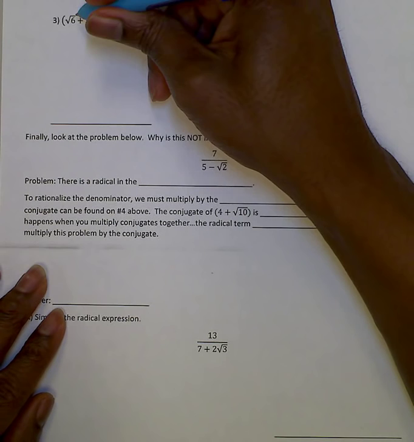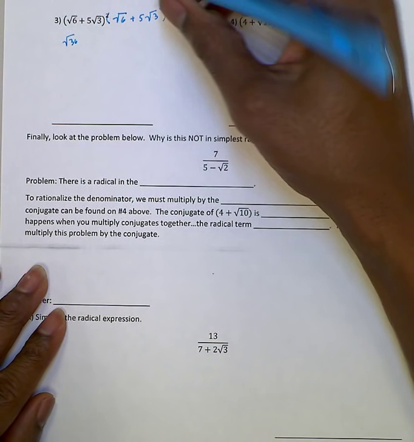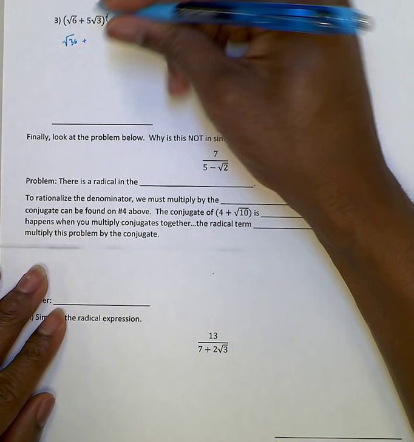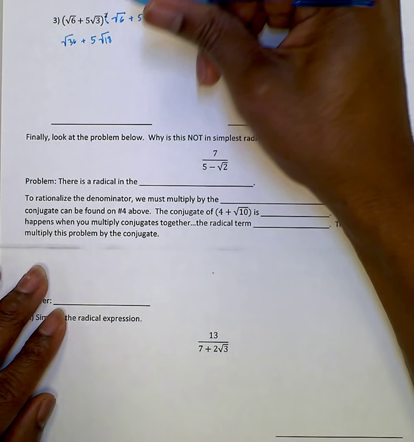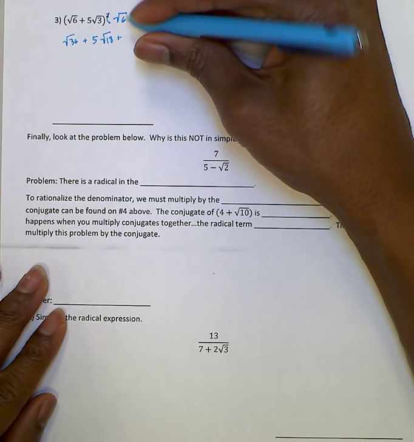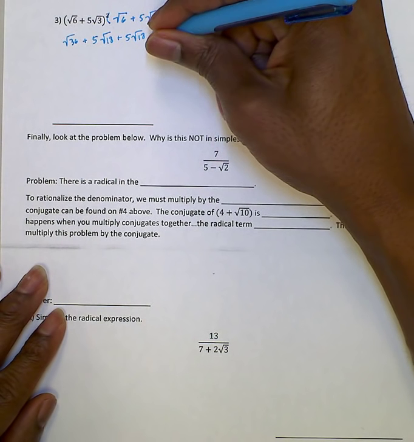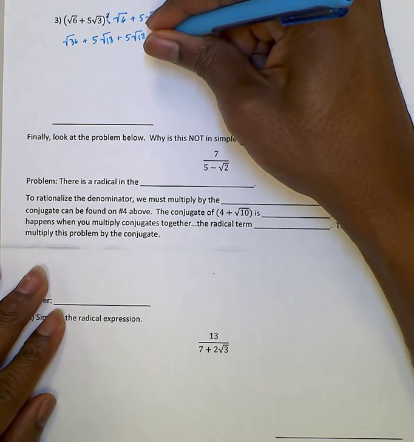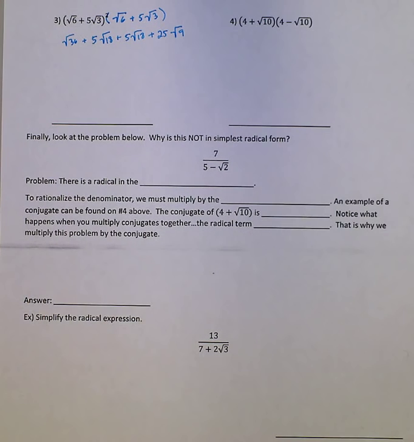Radical 6 times radical 6 is radical 36. Radical 6 times 5 radical 3 gives me 5 radical 18. And then I'll do 5 radical 3 times radical 6, which gives me 5 radical 18. And then 5 radical 3 times 5 radical 3, which gives me 25 radical 9. Okay? And so now I want to go through, simplify this.